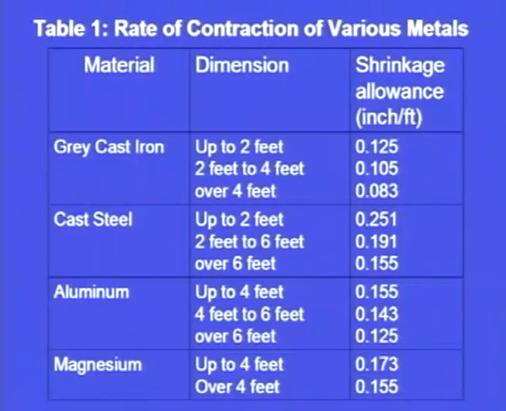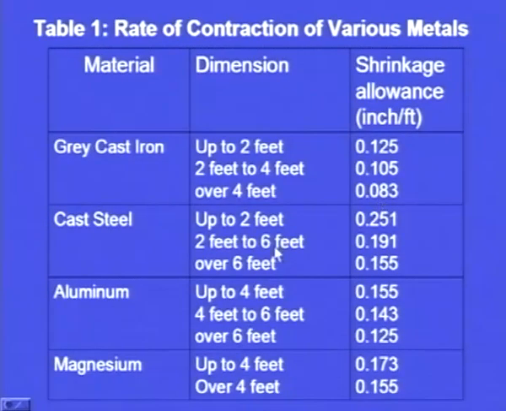and this shrinkage allowance is given as per this table. For different metals, the shrinkage allowance has to be given like this. When we are making a grey cast iron casting up to 2 feet, the shrinkage allowance should be 0.125 inch per foot. From 2 feet to 4 feet, it should be 0.105 inches per foot. Over 4 feet, it should be 0.083 inches per foot.